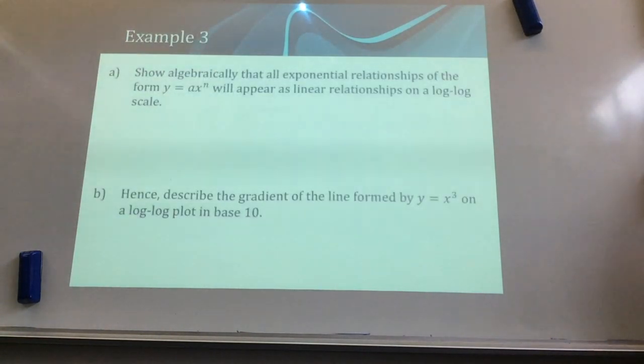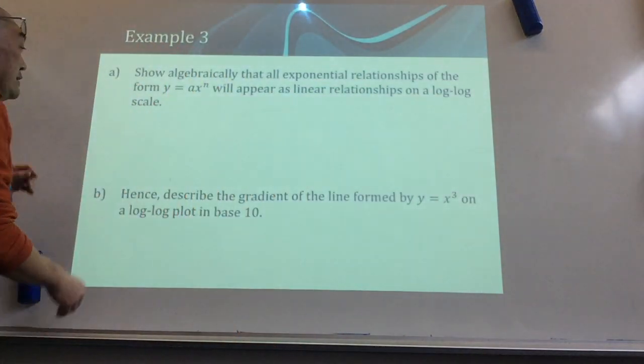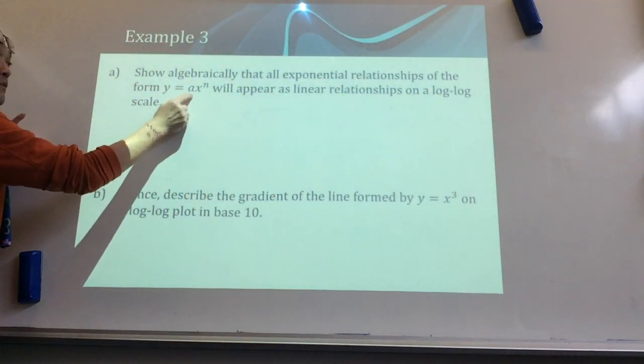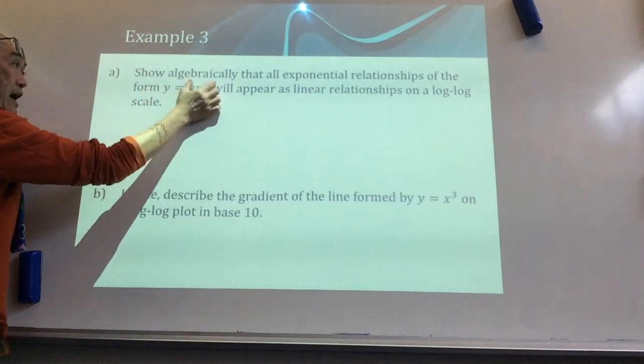Now, example 3 this time: can you show algebraically that all exponential relationships of the form y equals ax to the power n will appear as a linear relationship on the log-log scale? Because you're looking at log scale, what you really need to do in this situation is take log on both sides. You need to take log of the left hand side and log of the right hand side.